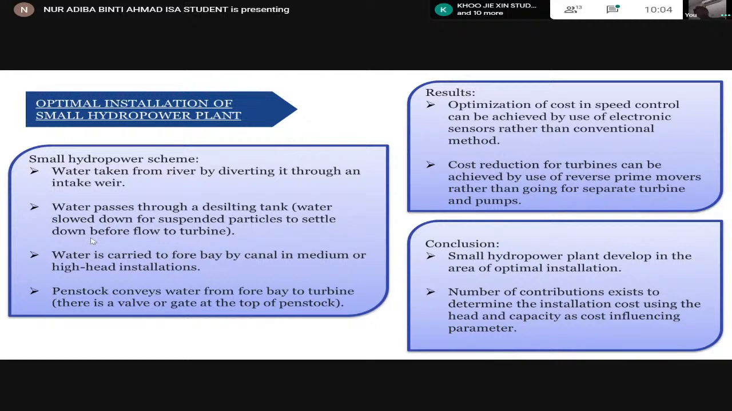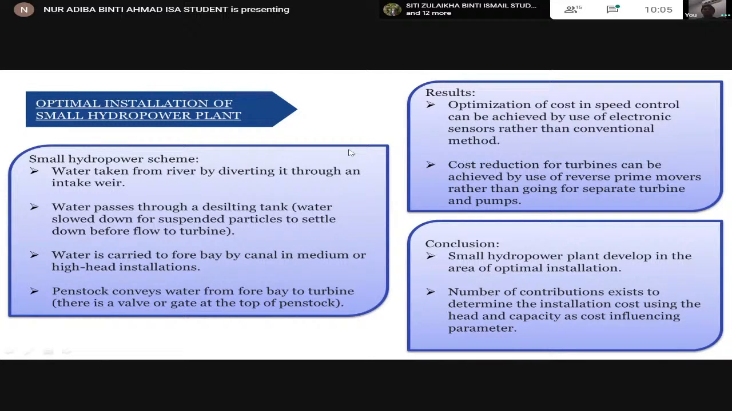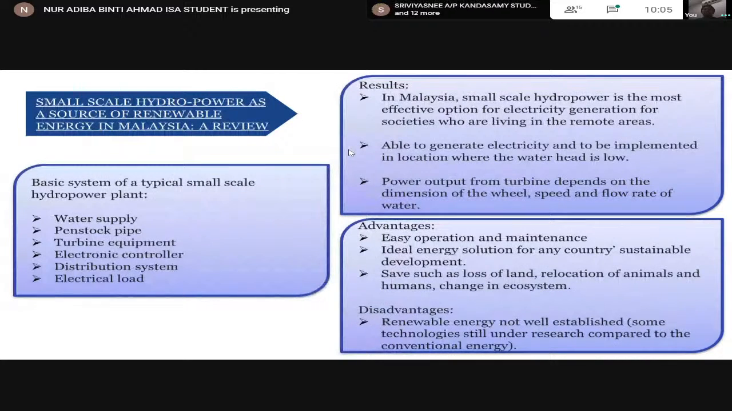So as for the result, optimization of cost in speed control can be achieved by use of electronic sensors rather than the conventional method. And then cost reduction for turbines can be achieved by use of reverse prime movers rather than going for separate turbine and pumps. As a conclusion, small hydropower plant was developed in the area of optimal installation. A number of contributions exist to determine the installation cost using the head and capacity as cost influencing parameters.